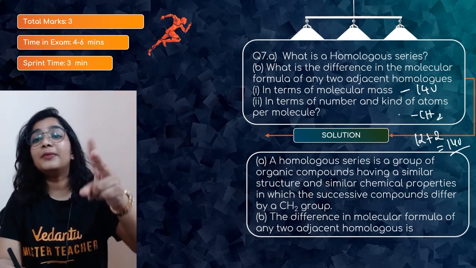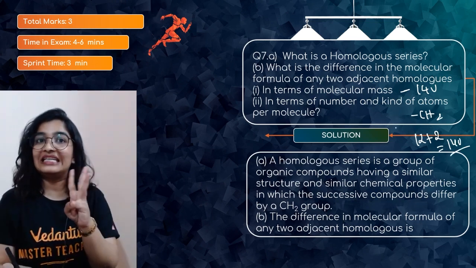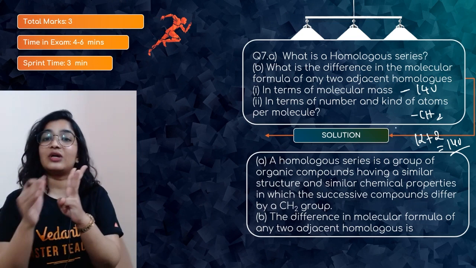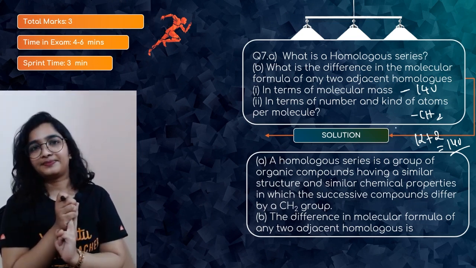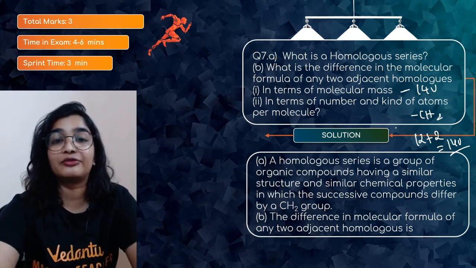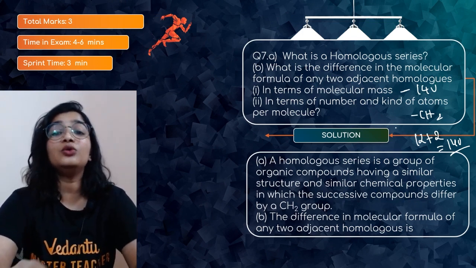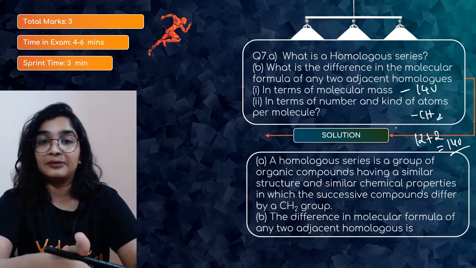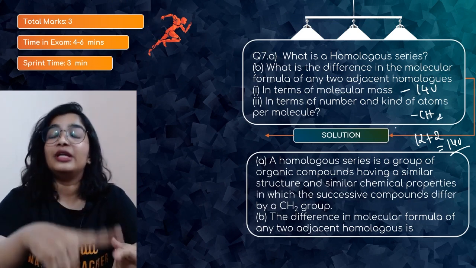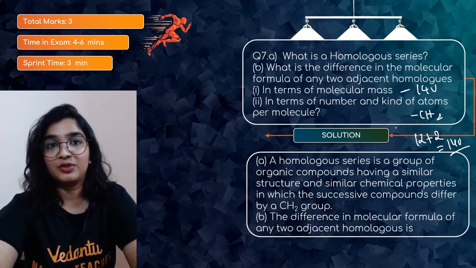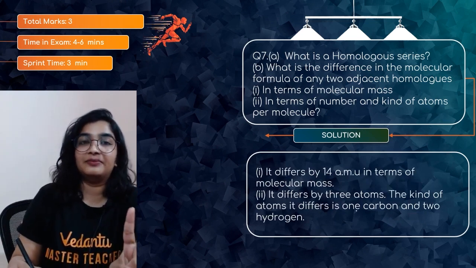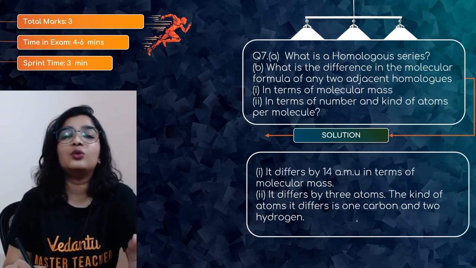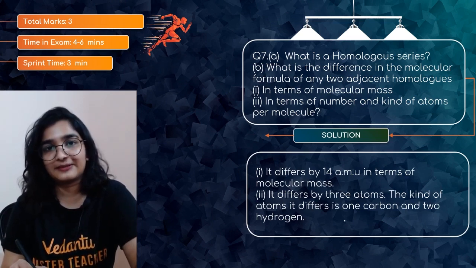In terms of number and kind of atoms, so 3 atoms, right? So the kind of atoms, 2 hydrogen and 1 carbon. So this is how you have to write. See, they have asked you to write how they differ in terms of number and kind of atoms per molecule. So it differs by 3 atoms. The kind of atom is 1 carbon and 2 hydrogen atoms.